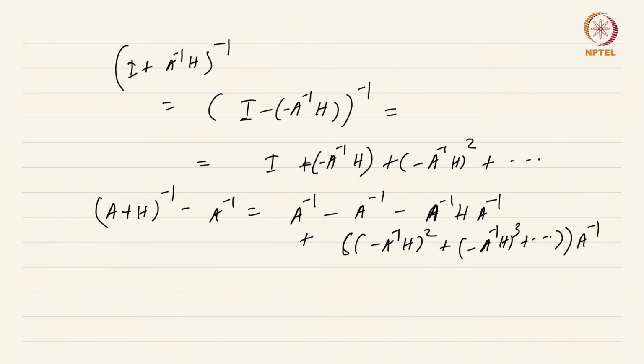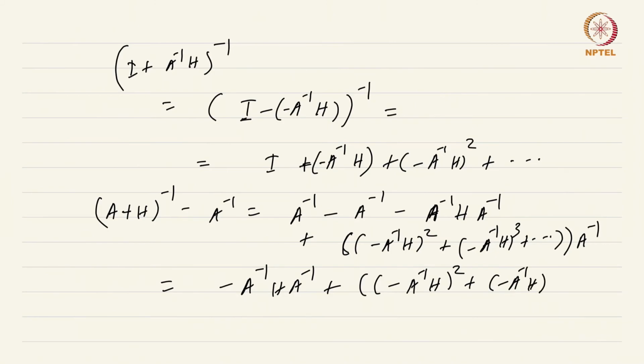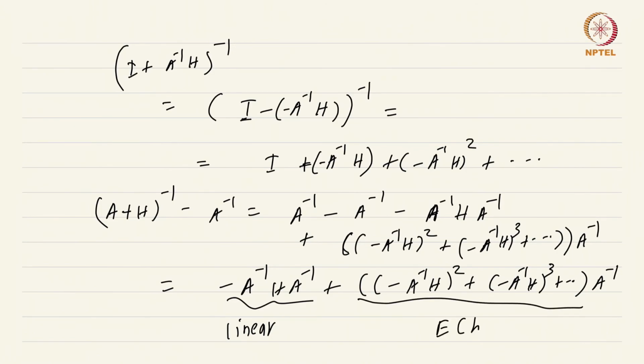Okay, excellent. So this is going to be nothing but minus A inverse H A inverse plus a bunch of complicated looking terms, minus A inverse H the whole squared plus minus A inverse H the whole cube plus dot dot dot A inverse. Okay, so this part is going to be linear, which I'm going to leave to you to check. It's straightforward. And this part, which I'm going to call E of H, we have to show is sublinear.